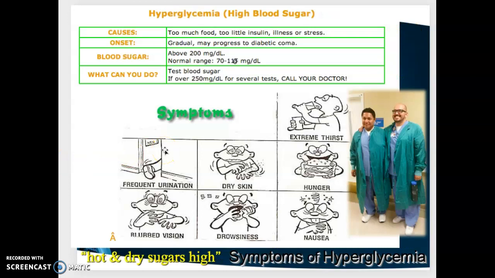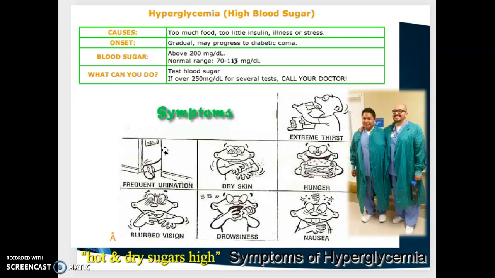This slide talks about the same thing. In hyperglycemia, what's it caused by? It's either too much food or not enough insulin. The onset is usually gradual. The blood sugar is going to be greater than 110, which is normal, and often it's up around 200, 300, 400, up to 700, 800. It can be really high. And what can we do? Well, because the blood sugar is high, we need to give that person insulin. And because they're dehydrated, we're going to have to give them fluids, but we'll see that on the next screen.